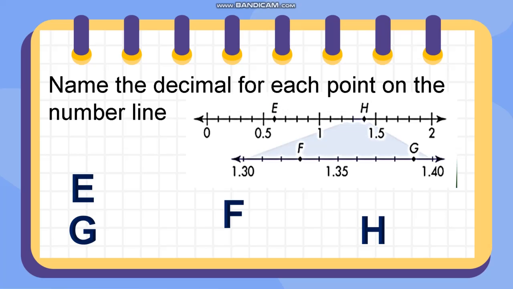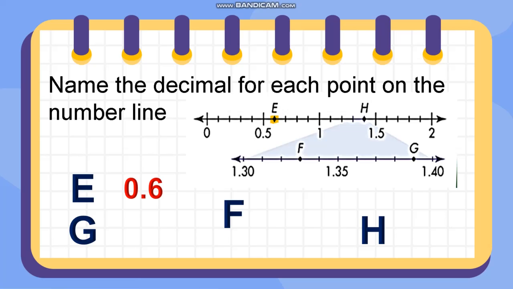Now, let's name the decimal for each point on the number line. I have here letter E. Where is letter E? This one. So this is 0.5 or 5 tenths. So 0.5, 0.6, 0.7, 0.8, 0.9, and so on. Okay, so it means that is 0.6.